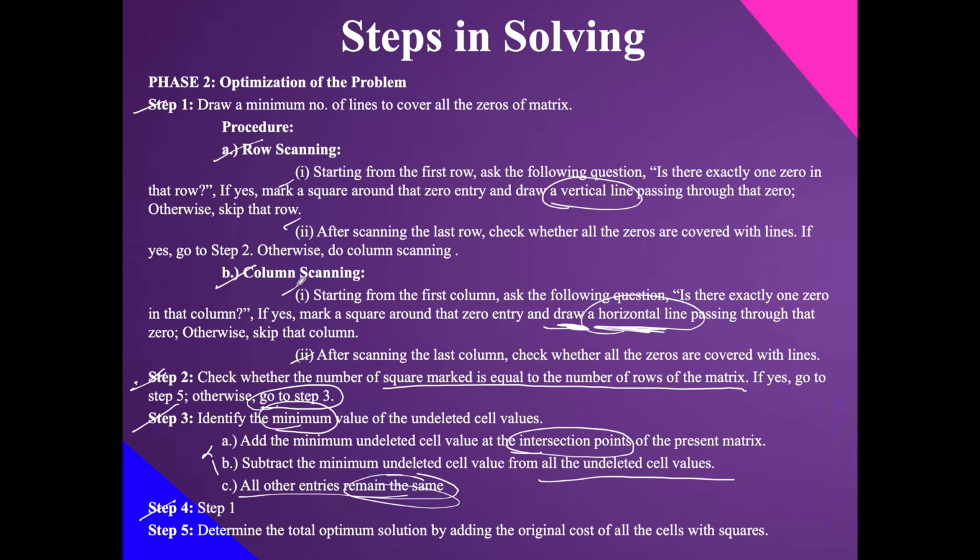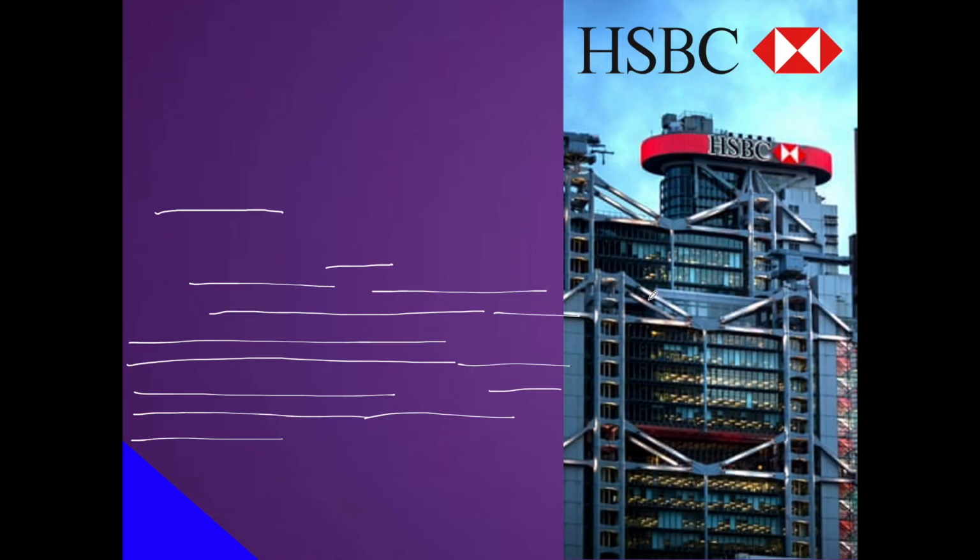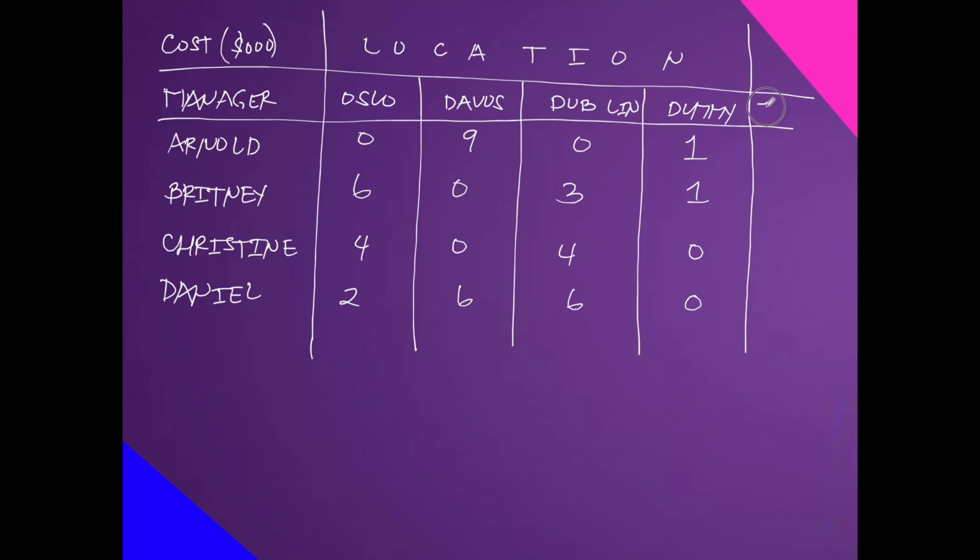Ito yung tinatanong natin sa sarili natin kung isa lang ba yung zero doon. If yes, square, tapos gawa tayo ng line. If row scanning ang ginagawa, that will be vertical line. If column scanning ang ginagawa, that will be horizontal line. So, sige, let's do this. Step 4. 1, 0. Isa lang ba yung 0 dyan? Yes or no? Dalawa ito. So, no.